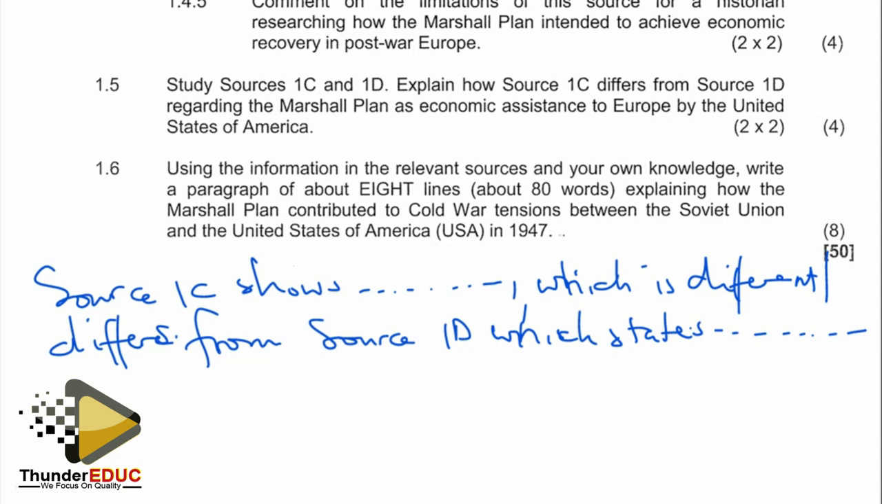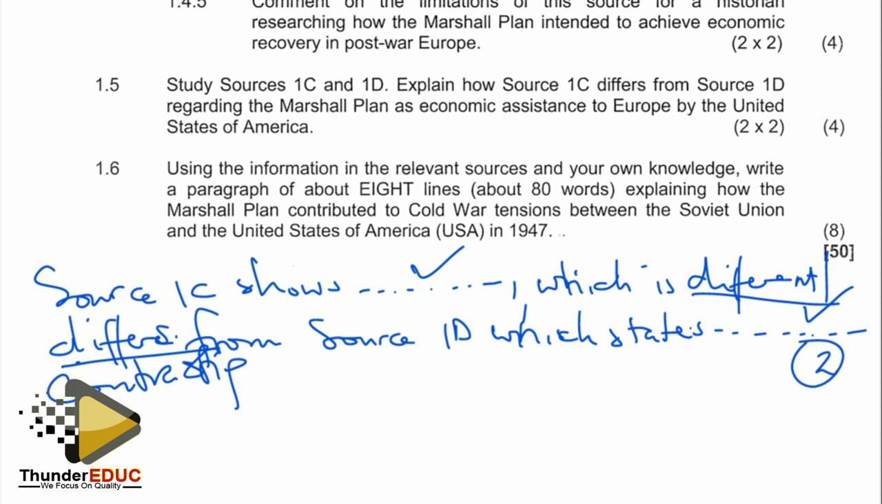You do not need to use expressions like this source on its own, you explain, then source 1D, you explain. Like you figure out what is in source 1C, you figure something what is in source 1D without showing that you are giving a difference, or you are showing a differentiation, or you are contrasting the two sources. You should show and identify an element in source 1C which is different from what is portrayed in source 1D. This is 2 marks. You do not end here because this is a 2 by 2 question. You need to go and find another difference.